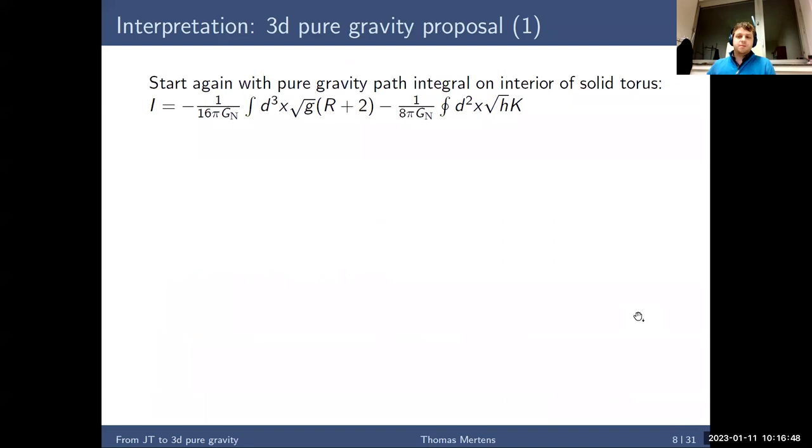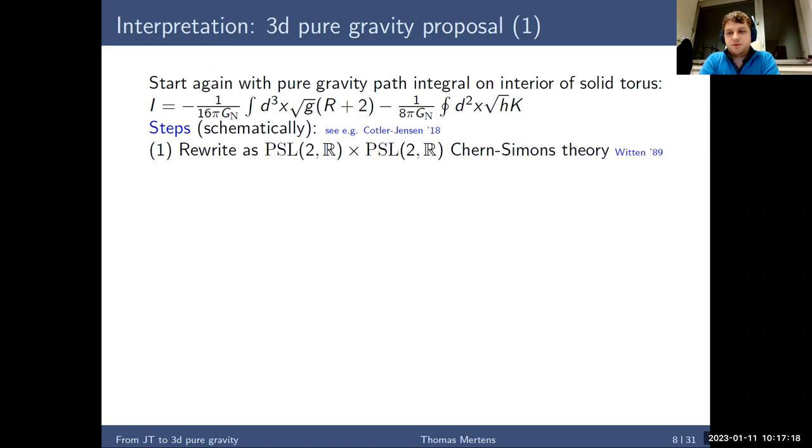Okay, so up to now I've motivated everything just from a particular regime of a generic 2D CFT. Now let's start again. We forget everything that I said up to this point, and we start again with the pure gravity path integral on the interior of the solid torus. So we consider this three-dimensional action with a Gibbons-Hawking boundary term and a three-dimensional geometry for which the boundary is a torus. The steps to evaluate the path integral in 3D have been studied by several groups. So I'm just going to go very schematically through how you would do this, or at least what is a way of seeing what the answer is.